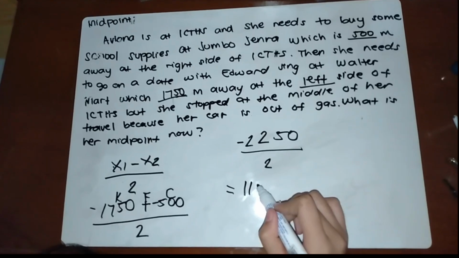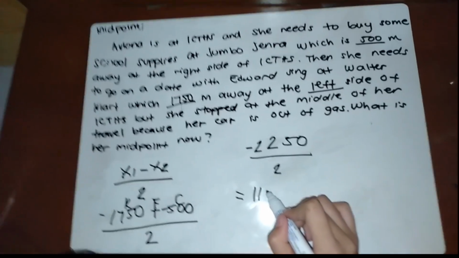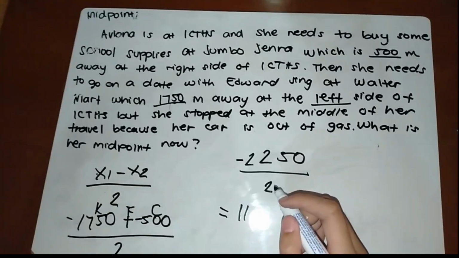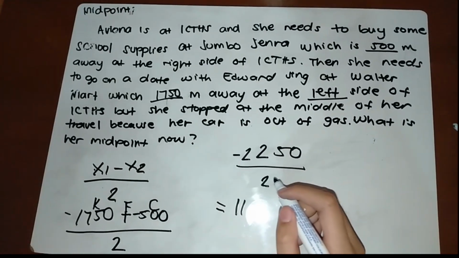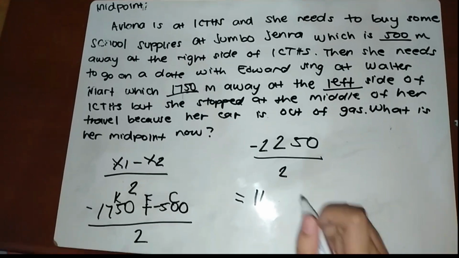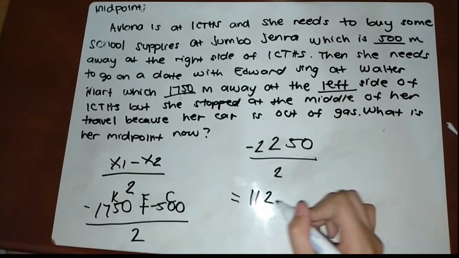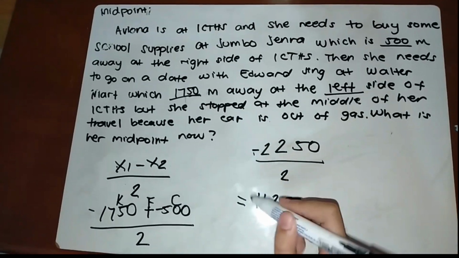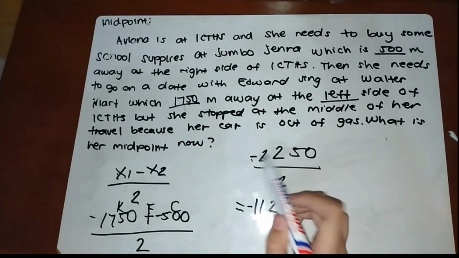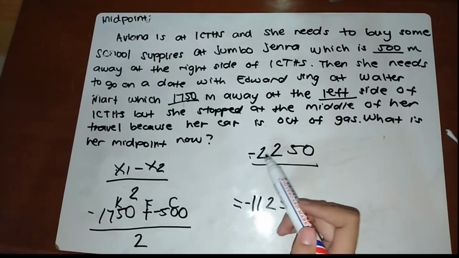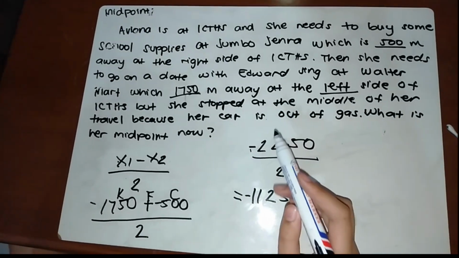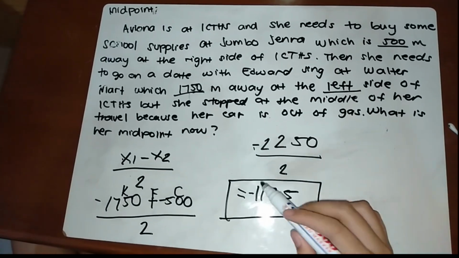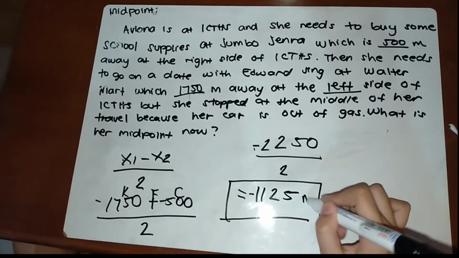Negative 2,250 over 2 is equal to 1,125. But since it's negative, it's going to be negative because negative divided by positive is equal to negative. So this is our midpoint, negative 1,125 meters.